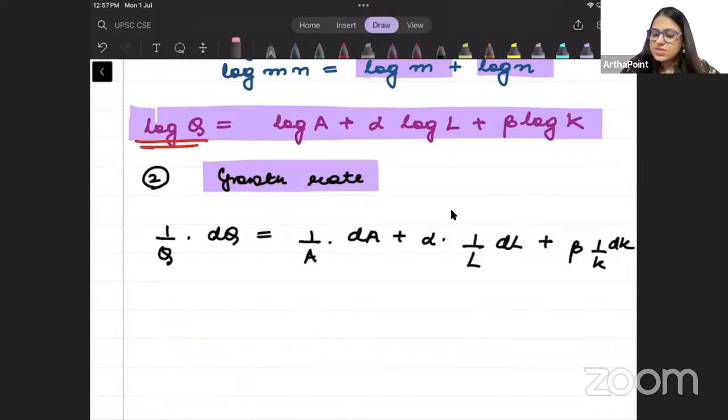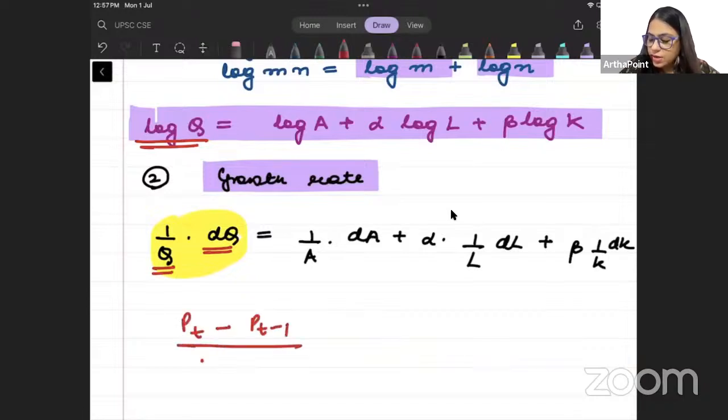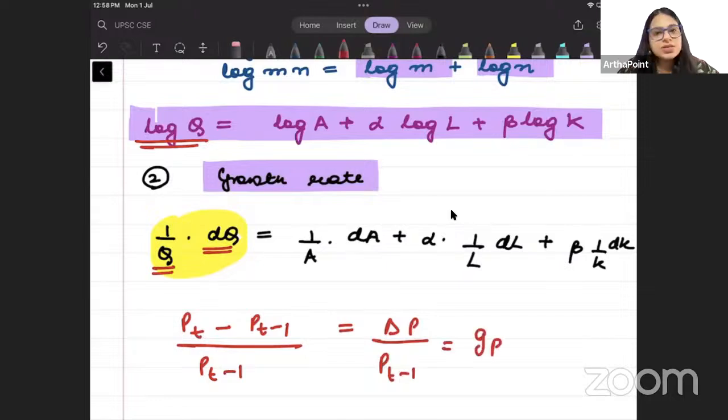We need to understand that this is the definition of growth rate. Growth rate क्या होता है? Change in anything divided by its original value. जैसे अगर मैं पूछूं आपसे कि price in period t minus price in period t minus 1 upon price in period t minus 1, ये क्या बता रहा है? This is telling me growth rate of price. This is telling me change in price upon the initial value of price. This is called as growth rate of price.